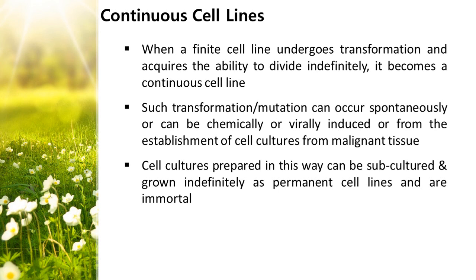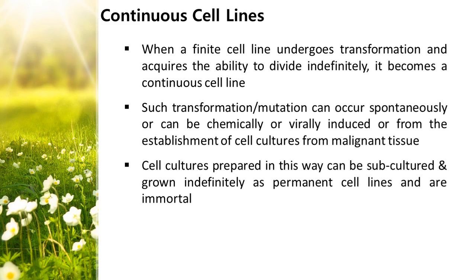A continuous cell line undergoes transformation and acquires the ability to divide indefinitely. This transformation is nothing but a change in the characteristic features. How does this transformation come? Because of many passages. Because of many passages, they got transformed from their original characteristic features. So they can divide indefinitely.